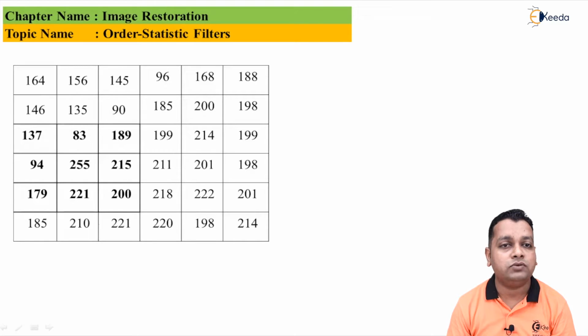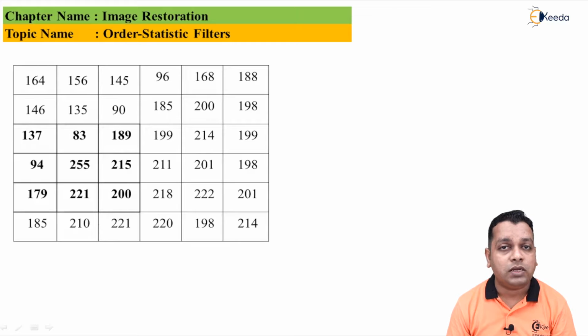The first row values you can read out: 164, 156, 145, 96, 168, 188. The second row is 146, 135, 90, 185, 200, 198. So likewise we have 6 rows and 6 columns in all. From this we have shown selected values in bold. Those values are of the dimensions 3 by 3.